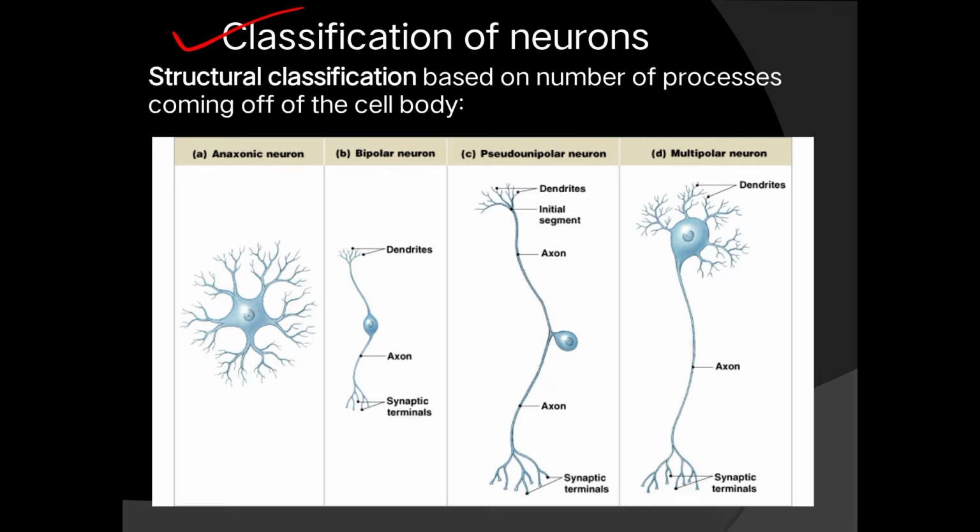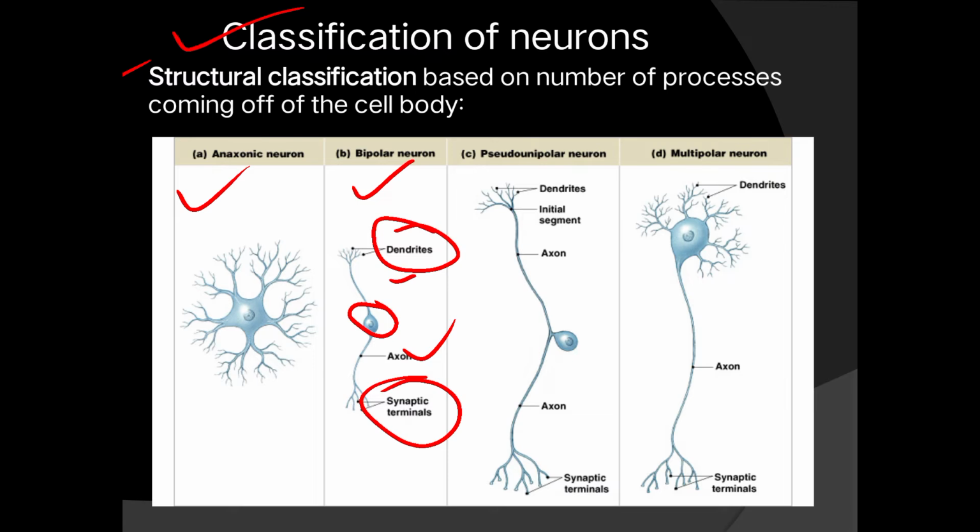Then classification of the neurons. So neurons have also been classified. How are they classified? Structural classification is based on the number of processes coming off the cell body. We can see here the anaxonic neuron. Then the bipolar neuron, meaning this is the cell body, on both sides an axon is there, and on both sides we can find the synaptic terminals and dendrites.